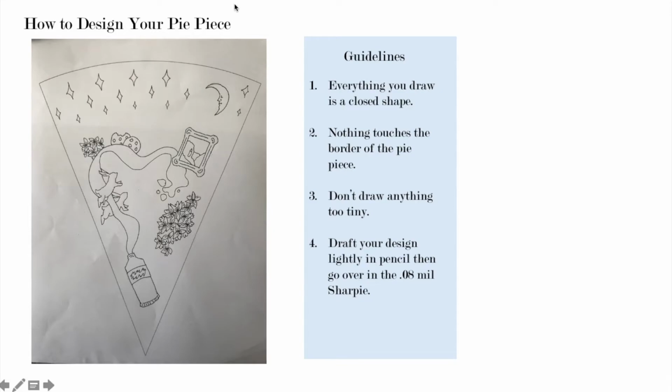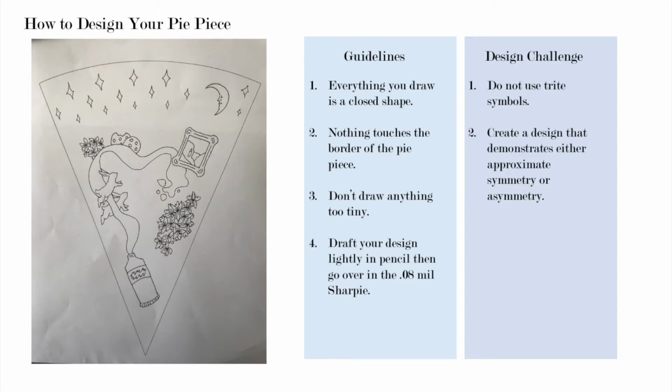Nothing should touch the border of the pie piece. You could see in those examples you looked at, there were no divisions in the mandalas. We didn't have these kind of lines, and we don't want them there. So for that reason, you'll see why when you use Adobe, nothing should touch the edge of that little pie template. You don't want to draw anything too tiny, because anything too tiny is going to show up as black. It won't scale up very much in Adobe, so nothing really small. And lastly, you should be drawing your design lightly in pencil and then going over it with the 8mm Sharpie. That's the thinnest Sharpie that you have. And that'll give you a nice clean line to photograph.